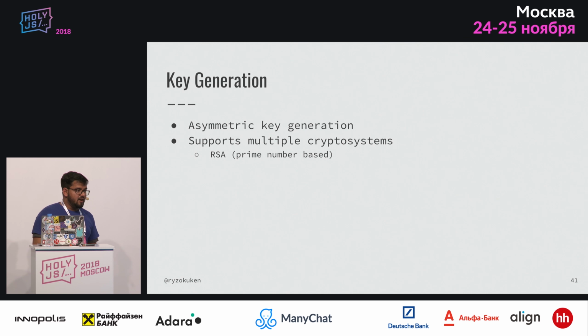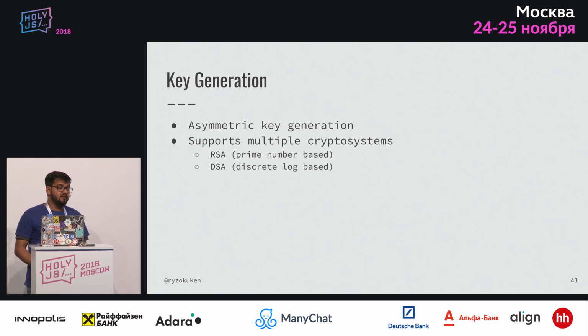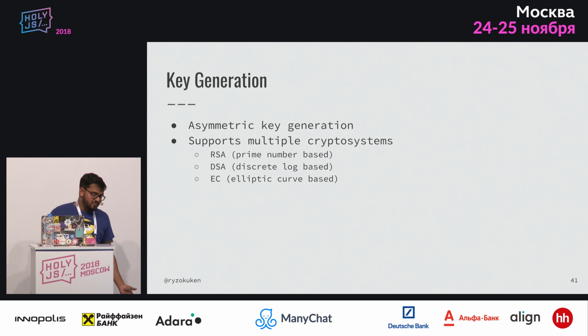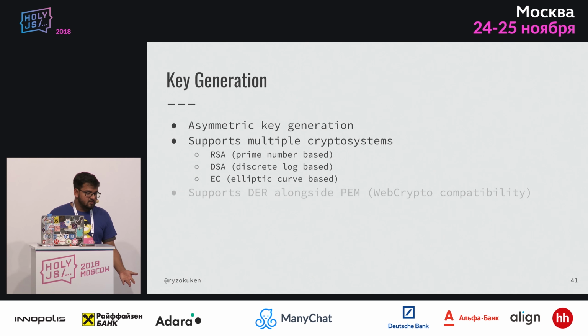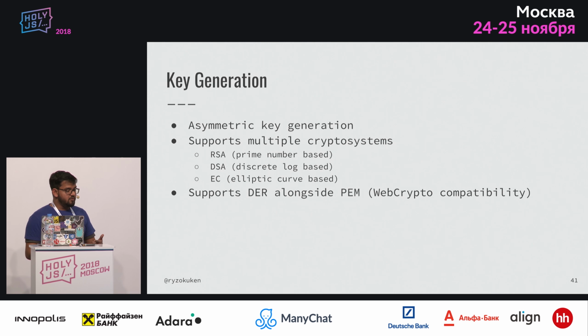So there's RSA based, which is based on prime numbers basically, as we discussed. There's DSA, which is based on discrete logarithms. I'm not a math person. Please do not ask me how they work, although please do. And there's EC, which is elliptic curve based. And as I told you, we support DER alongside PEM for WebCrypto compatibility, yay.